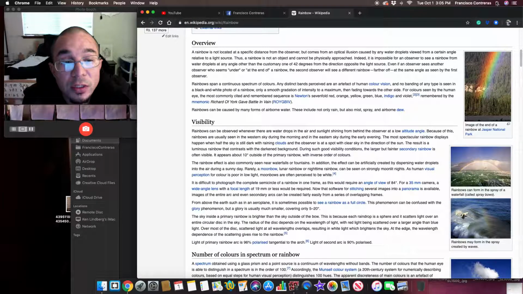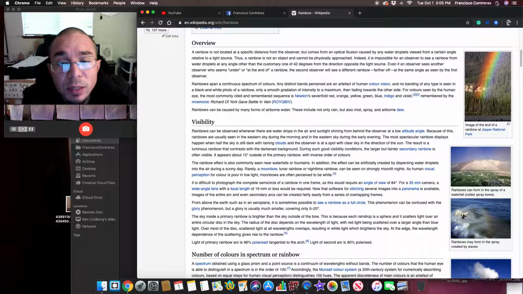For colors seen by the human eye, the most commonly cited and remembered sequence is Newton's sevenfold red, orange, yellow, green, blue, indigo, and violet, remembered by the mnemonic Richard Of York Gave Battle In Vain, or Roy G. Biv.